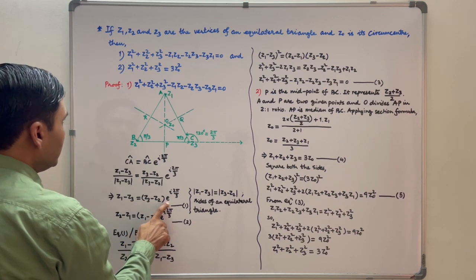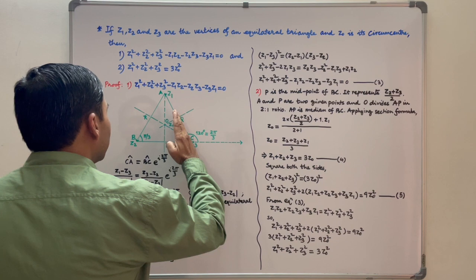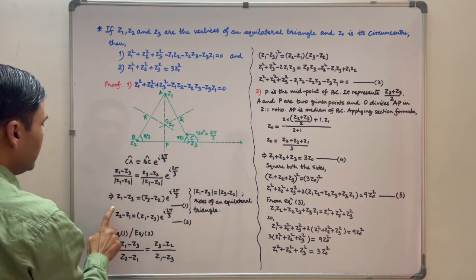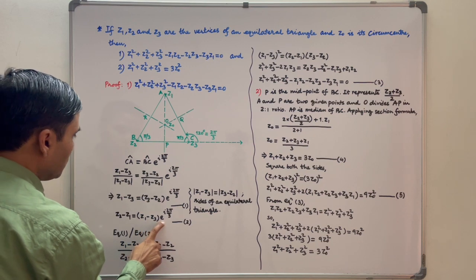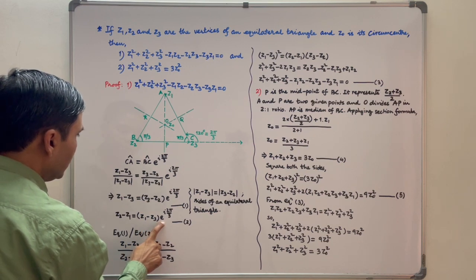So z1 minus z3 is equal to (z3 minus z2) into e to power i 2 pi by 3. Similarly, we can extend side CA and say that z2 minus z1 is equal to (z1 minus z3) into e to power i 2 pi by 3.